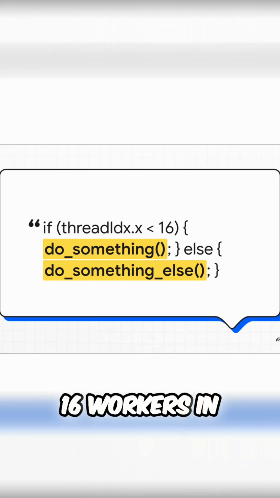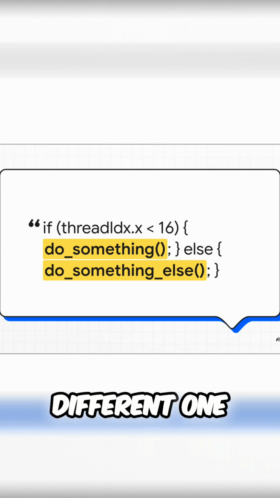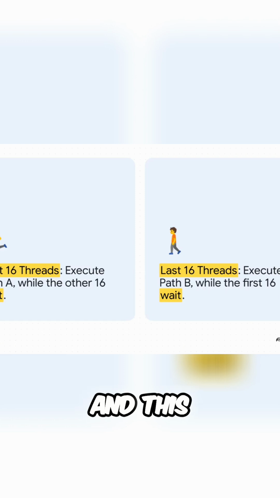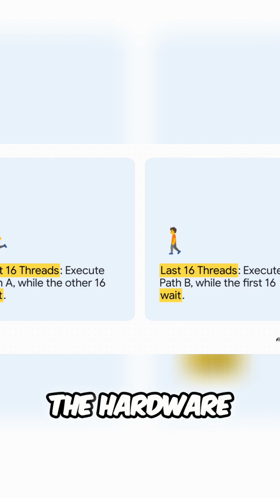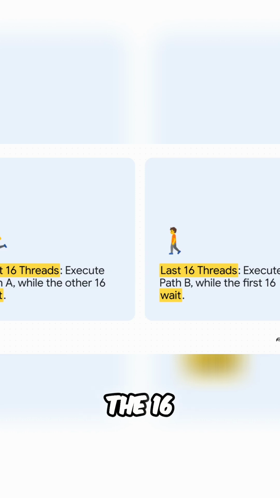It tells the first 16 workers in the crew to follow one path, path A, and the last 16 workers to follow a different one, path B. And this perfectly illustrates a major performance trap called warp divergence. Because the whole crew has to move in lockstep, the hardware handles this by running both paths, one right after the other. So first, the 16 workers on path A do their thing, while the other 16 just sit there, idle. Then the 16 workers on path B do their work, while the first group waits. The result? You've just slashed your efficiency in half. 50% of your crew is doing nothing at any given moment.